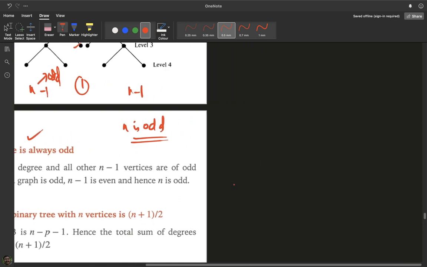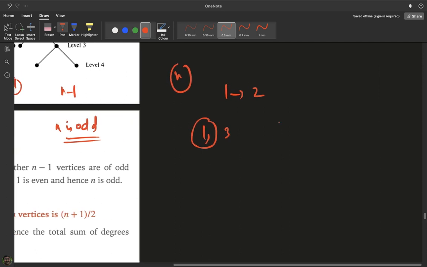Now let us try to find the number of pendant vertices in a binary tree with n vertices. In a binary tree there is one vertex of degree 2, and some vertices with degree 1 and some with degree 3. We are interested in those with degree 1. Let the number of pendant vertices be p. Out of the total n vertices, p have degree 1 and one has degree 2, so n minus p minus 1 vertices of degree 3 would be there.